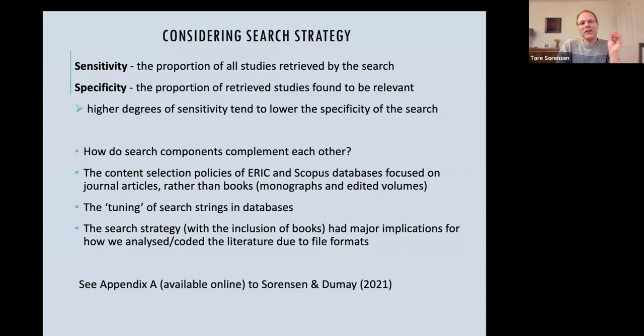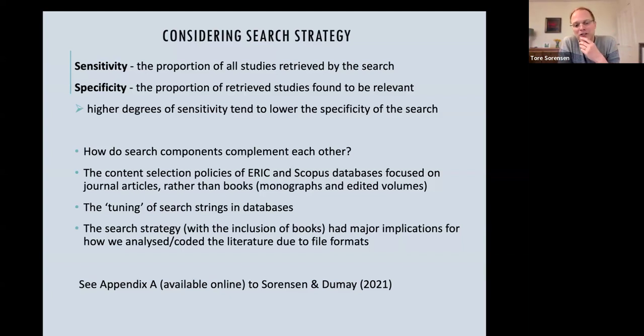So for students and for researchers, how would you balance the purposive sampling, the hand search, and then the use of electronic databases? Should you just rely on one or more components? Very relevant question. Extremely interesting to consider what the content selection policies of electronic databases are, not only of ERIC and Scopus, but also for others. And what do these selection policies mean for whether you should consider other search components?